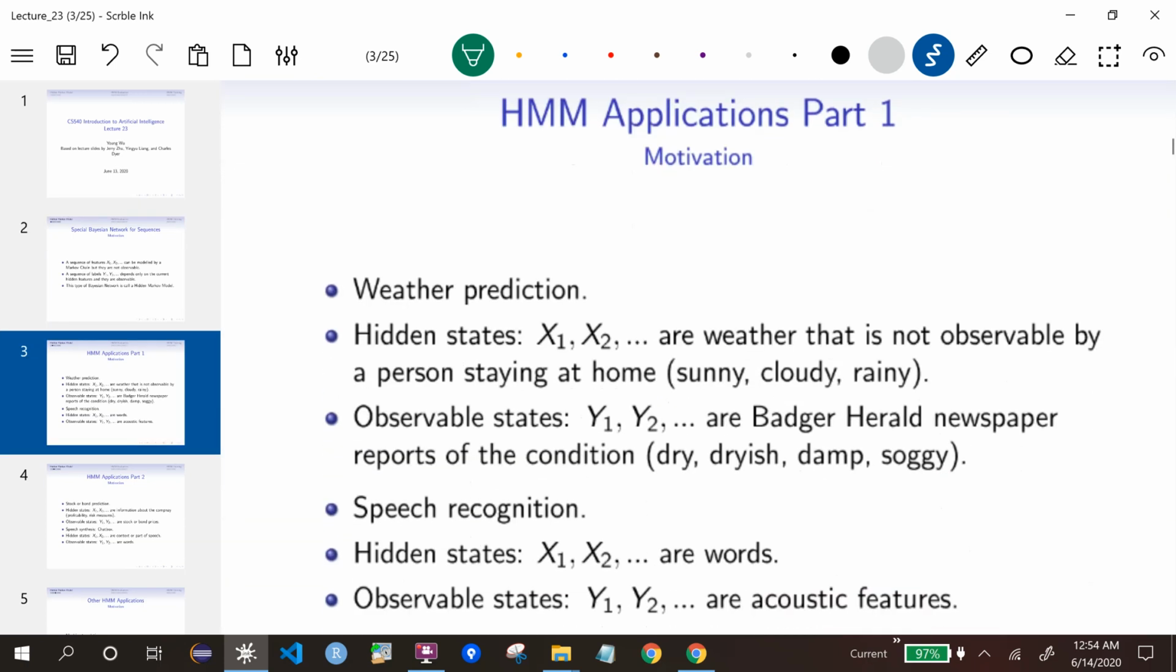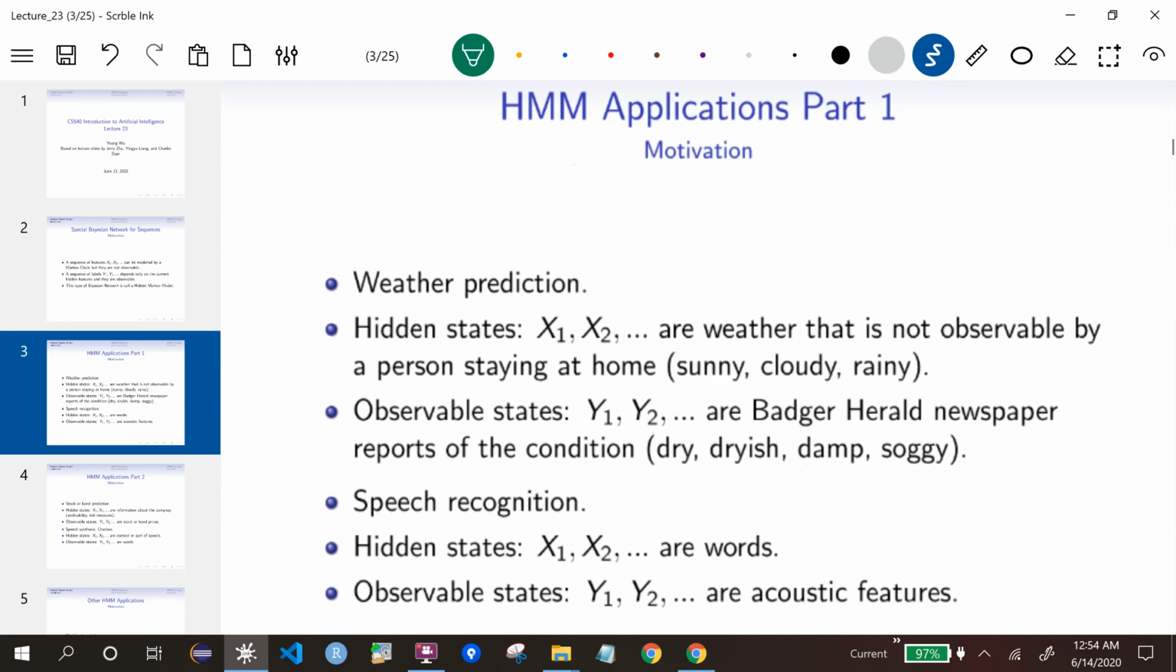I think some examples would be very helpful. The first one is the most typical one that's used to introduce hidden Markov model. I don't actually know why, but I'm going to tell you the story. The story here is that we don't know the weather. For some reason we are staying at home, like now, and we cannot observe whether it's sunny, cloudy, or rainy. Somehow we are staying in a basement, or there's no window, so we cannot look outside.